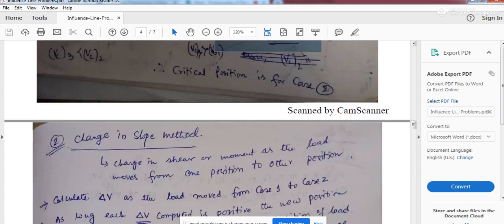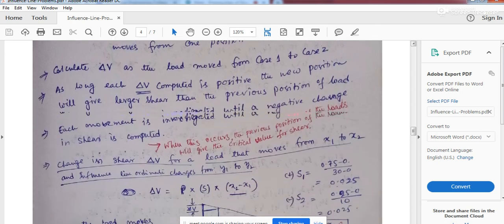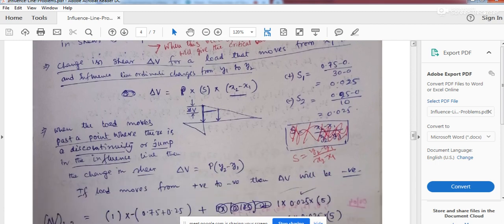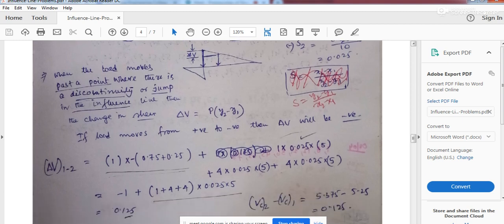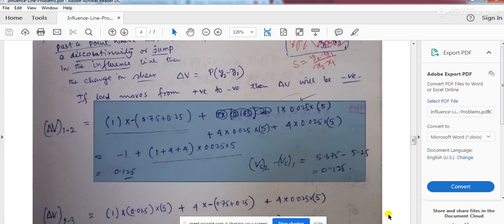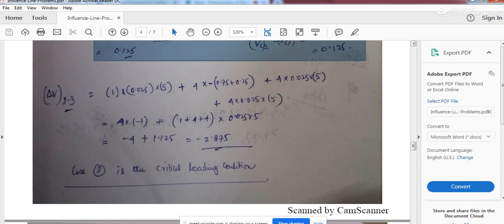Exactly the same problem is solved using the change in slope method. The problem we have discussed in the slide is a different problem, but the methodology is exactly the same. You will have to do delta V12, then delta V23, like that. I have shown delta V12 step by step here. Please go through this problem step by step. It is being done for the shear force.